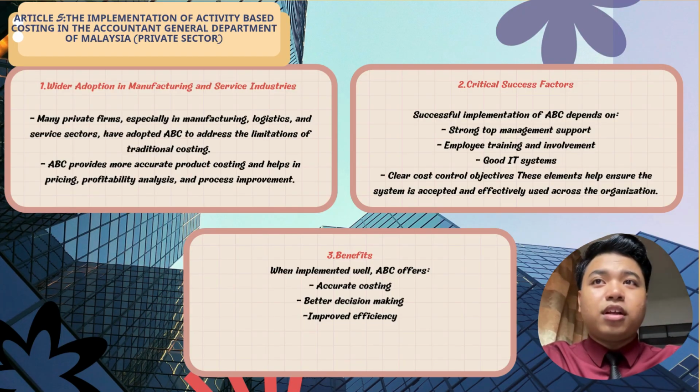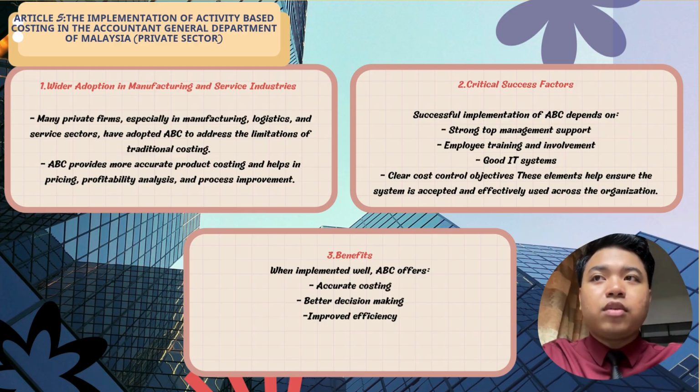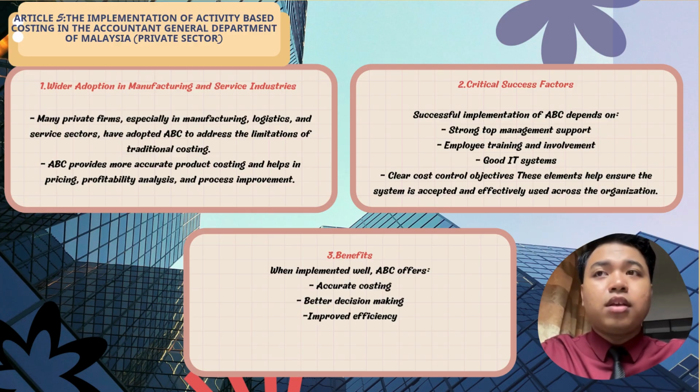Here's a more detailed elaboration of the first 4 key points on the implementation of activity-based costing in Malaysia's private sector. Number 1, wide adoption in manufacturing and services. ABC is widely used in industry with complex production or service processes such as manufacturing, logistics, and finance. These companies often have multiple products or services sharing common resources. Traditional costing methods fail to allocate costs accurately, leading to poor pricing decisions.